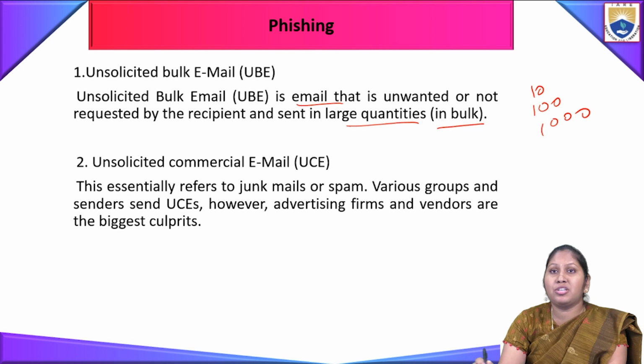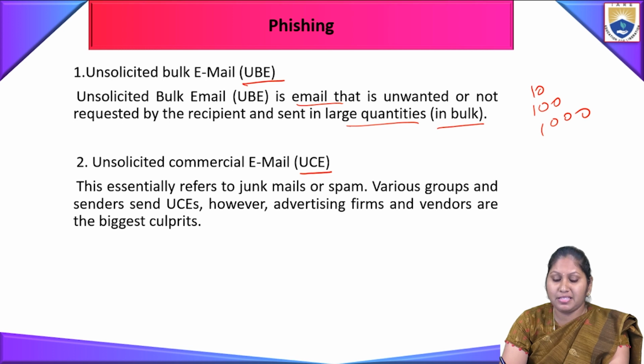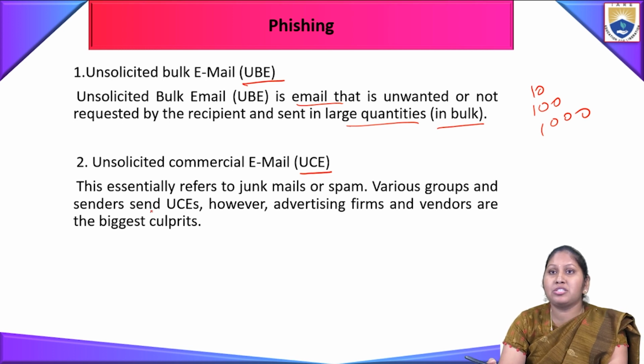And next one, unsolicited commercial emails. UCE and UBE, these are some spam messages, unsolicited commercial emails. So this essentially refers to junk mails or spam.